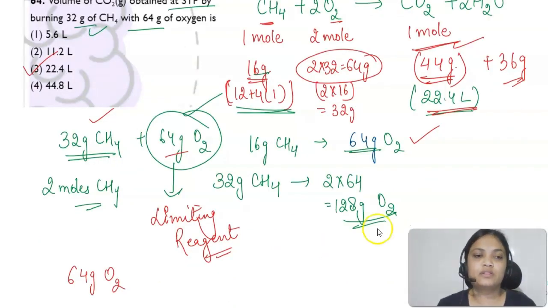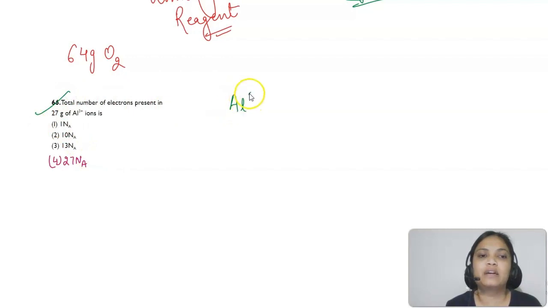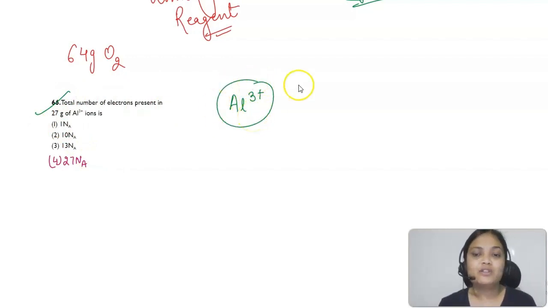So students, here is your question. Please see. Total number of electrons present in 27 grams of Al3+ ions is. So now you have to find out the number of electrons. Which concept will you be applying? We will be applying the mole concept here.